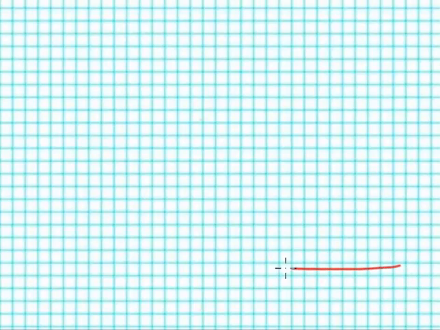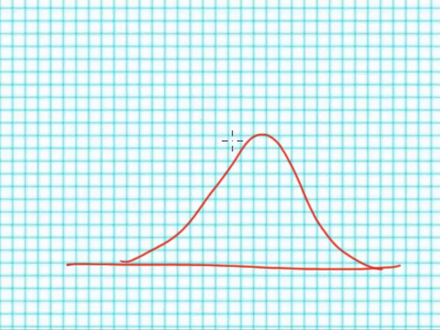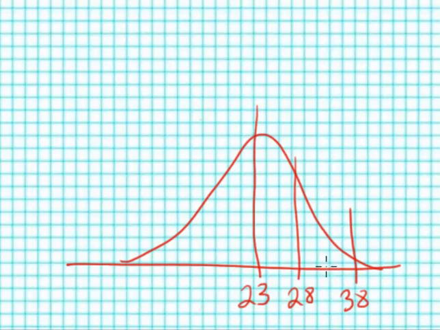Well, if I graph this out, I start from here with the mean. We're saying between the ages of 28 and 38. You can see that I need this area, and this is what I called in the lecture notes a subtraction problem.